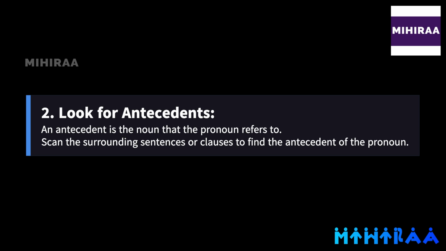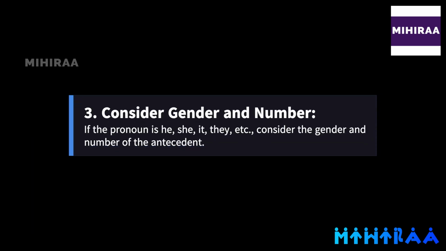Step 2. Look for antecedents. An antecedent is the noun that the pronoun refers to. Scan the surrounding sentences or clauses to find the antecedent of the pronoun. Step 3. Consider gender and number. If the pronoun is he, she, it, they, etc., consider the gender and number of the antecedent. This can help narrow down the possibilities.